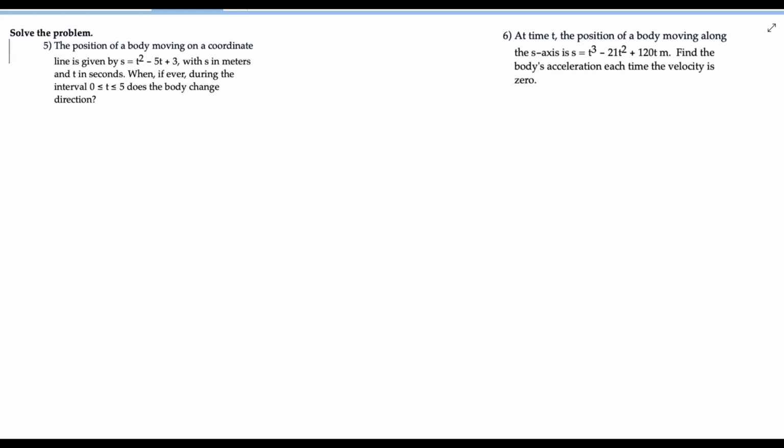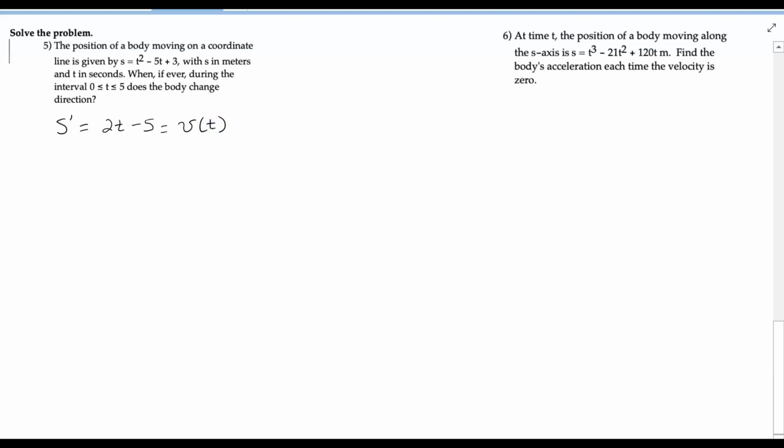So, how would we know that? Well, we'd know that it would change direction if the sign of the velocity would change. So what we first need to do is figure out, what is the velocity function? If s equals t squared minus 5t plus 3, then s prime is 2t minus 5. We take the derivative. This is the velocity function.